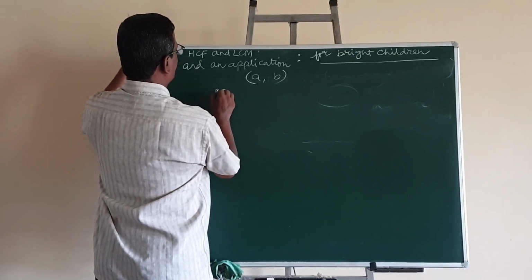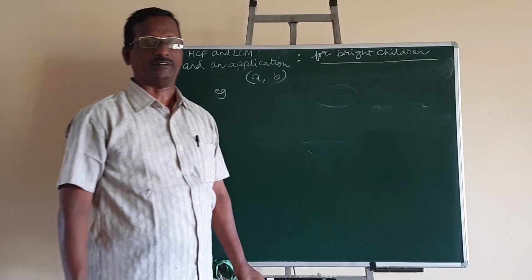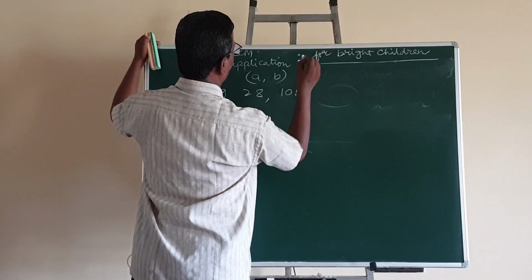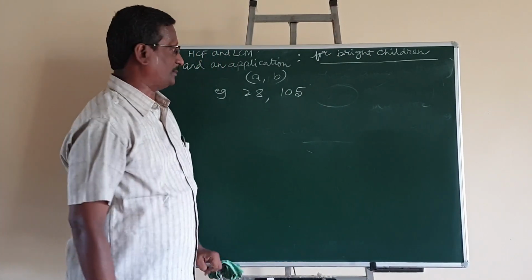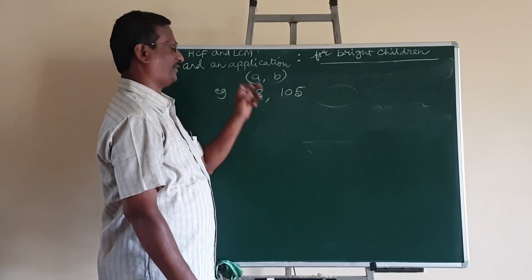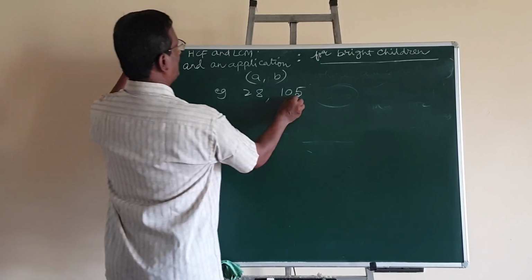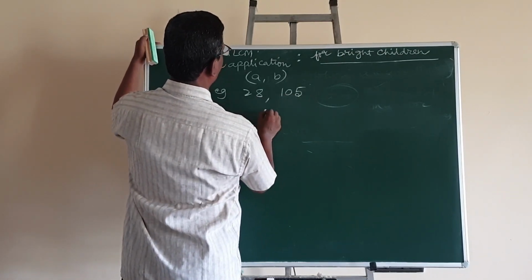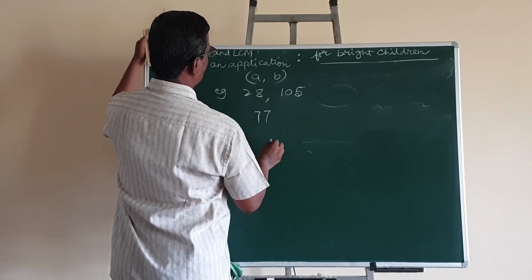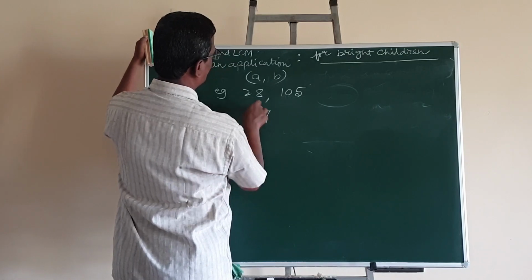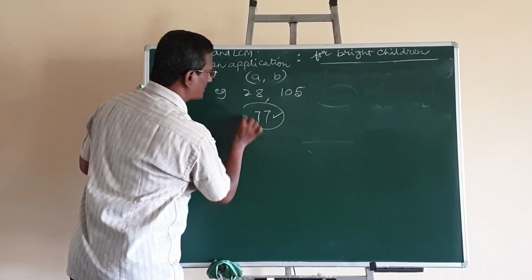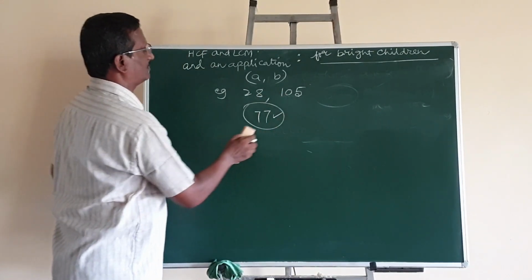By taking an example, let us do it. Let us take a pair of numbers, 28, 105. In the shortcut method, let us find the difference of the two numbers 105 and 28. 105 minus 28: 15 minus 8 is equal to 7. One is borrowed, so 9 minus 2 is equal to 7. So 77. On subtracting the smaller number from the bigger number, we got 77.